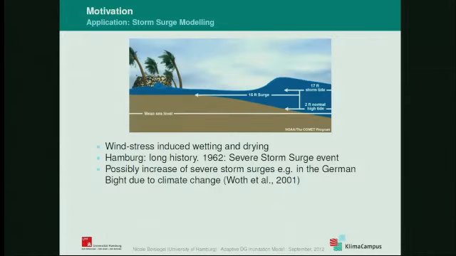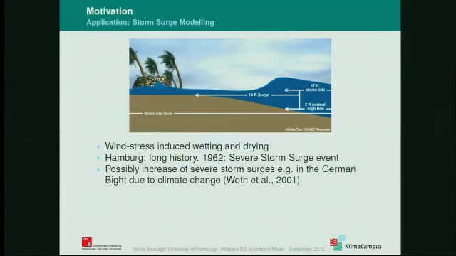So what I first want to tell you is the application that we have in mind, that should be the outcome when I finish my PhD: we want to have some sort of simplified storm surge simulation. Storm surge in general is wind stress moving water to the beach or to the coast and wetting coastal areas. Especially for Hamburg, this is important because some of you might know that in '62 we had this severe storm surge event, and even today it's in people's minds that there was this big event.